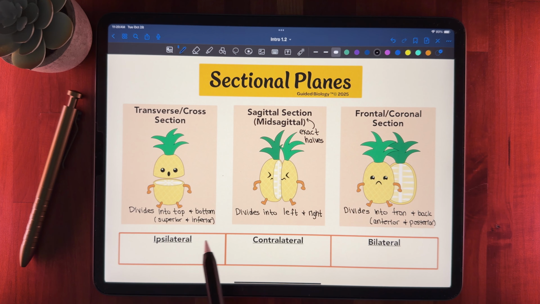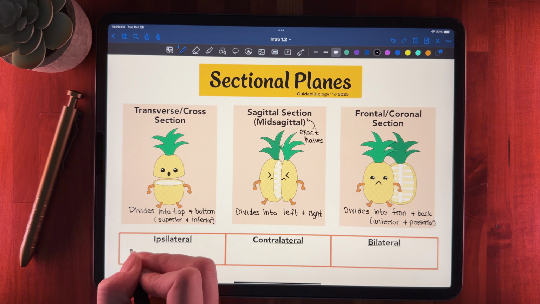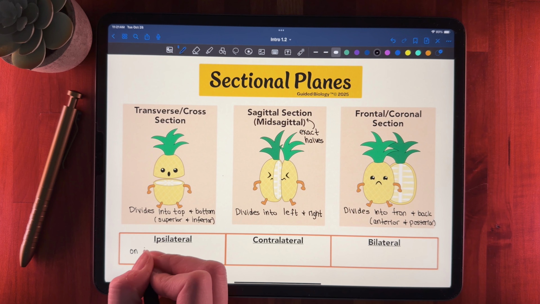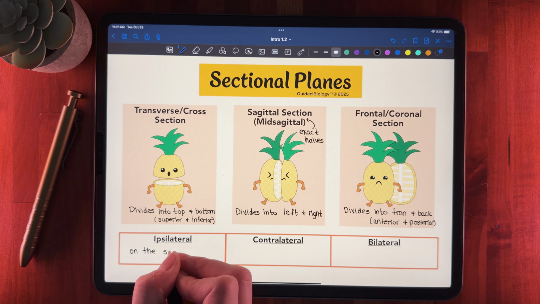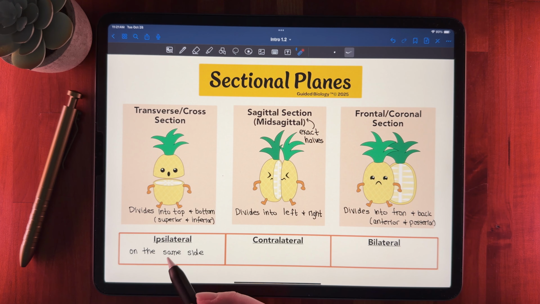Our final three terms here we're going to define, and then I'll give you some examples of how they can be used. Our first term is ipsilateral. Ipsilateral means that two things are on the same side of the body. So they're on the left side together, or the right side together, or even in an organ, like the left side of the liver together, or the right side of the liver together.